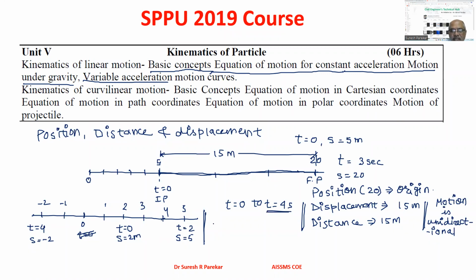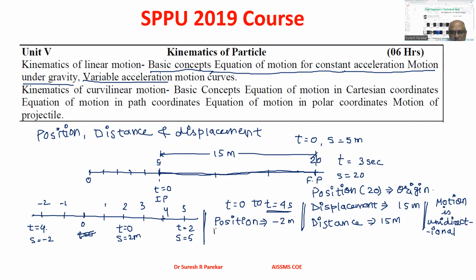So now first we have position, which will be referred with origin. And with origin, what is the position at t is equal to 4? It is -2. So we have -2 meters.